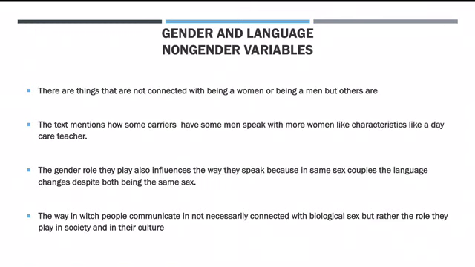It just depends on the gender role that they play to society and themselves, that they may choose to speak differently, or just adapt to speaking that way because they feel more comfortable, that it better suits them. The way in which people communicate is not necessarily connected with biological sex, but rather the role they play in society and in their culture.